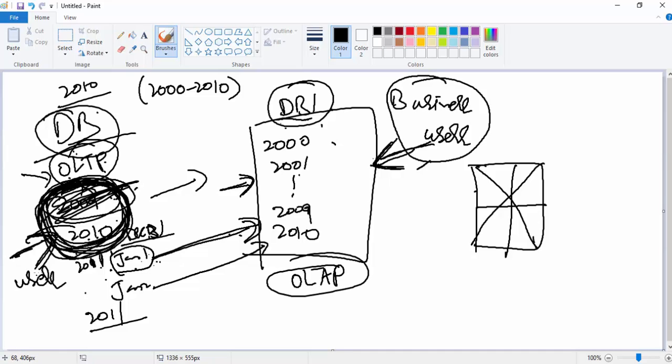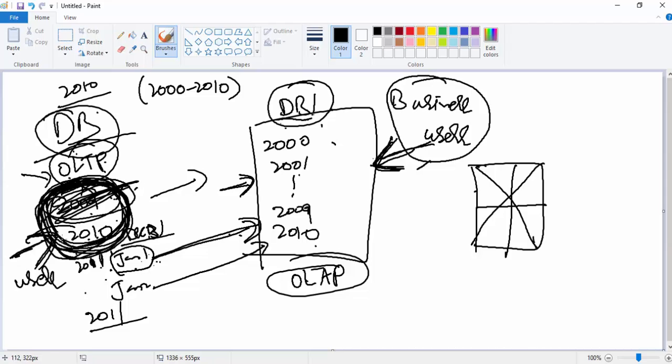Simple, that's it. OLTP is online transaction processing. OLAP is online analytical processing, because this OLAP data is used for analysis. They want to see the history of the data. They will take all the data from 2000 to 2010, and they will analyze the data based on history. That is the OLAP.